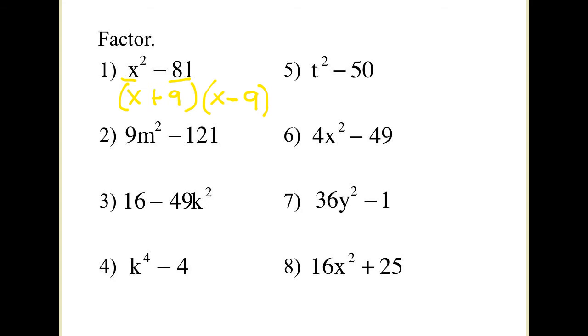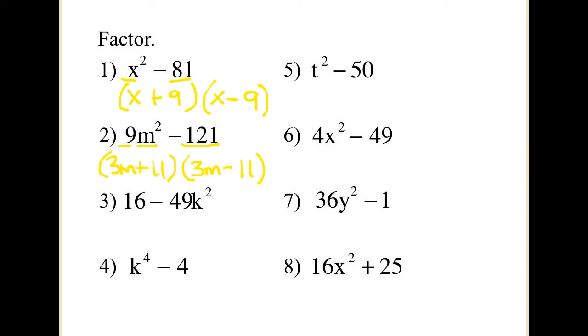All right, let's move on. Now don't be worried. I know you're seeing this coefficient here. Remember, if it's a perfect square, 9 is a perfect square, and that's 3. m squared is a perfect square, that's m. And then I've got 121, which is 11. In order to get that negative, I have to have a plus and a minus.